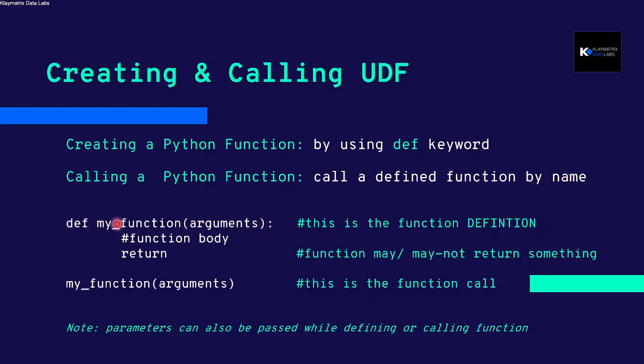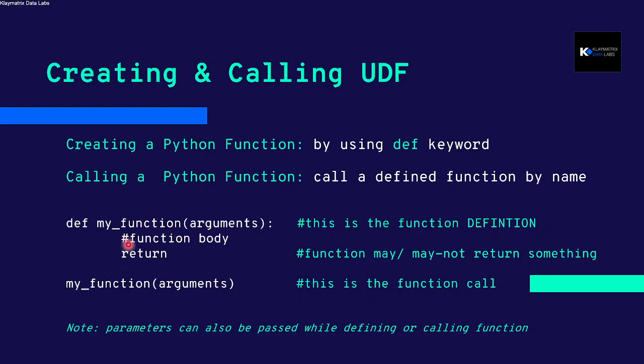So this is a quick example. Here I am saying def my_function, brackets, arguments, colon. So this is the function definition. Then you might have some body of the function where you do something, and then you might have a return keyword. A function may or may not return something, which means this may or may not be included in a function depending on the use case.